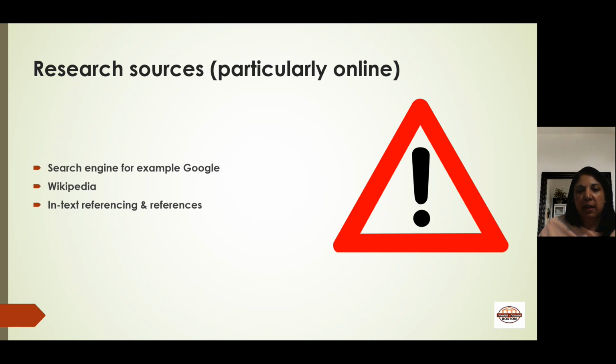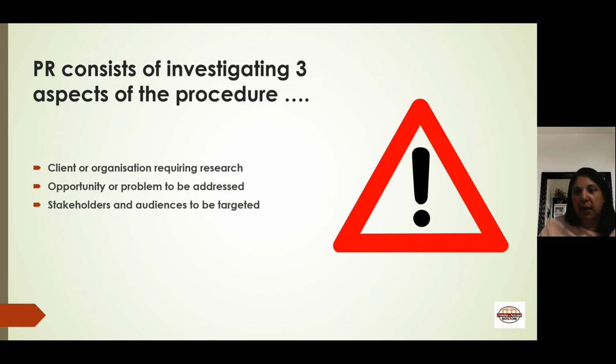The other thing that I need to mention and recap on is in-text referencing and references. Remember, in your document you're going to have in-text references and your Harvard referencing, the full references, at the bottom of your document. Formative assessment 1, I don't need to remind you. I think I reminded you quite a bit yesterday that you need to be getting on with that.